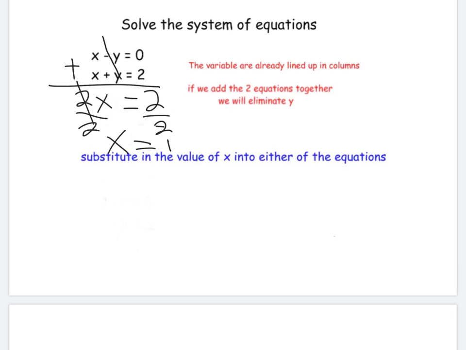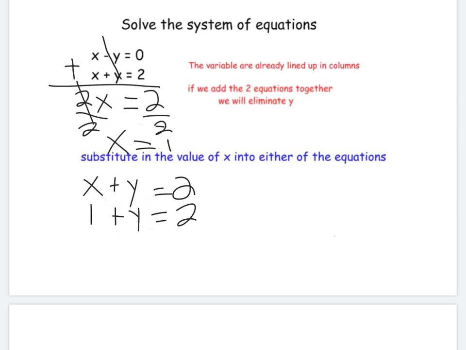Substitute the value of x into one of the equations. It does not matter which equation we choose. Personally, I always choose the one that has addition in it instead of subtraction. That way I don't have to worry about potentially having negatives that I don't want in my solution. So I have x plus y is equal to 2. And every time there's an x, I can substitute it in with 1. So I have 1 plus y is equal to 2.